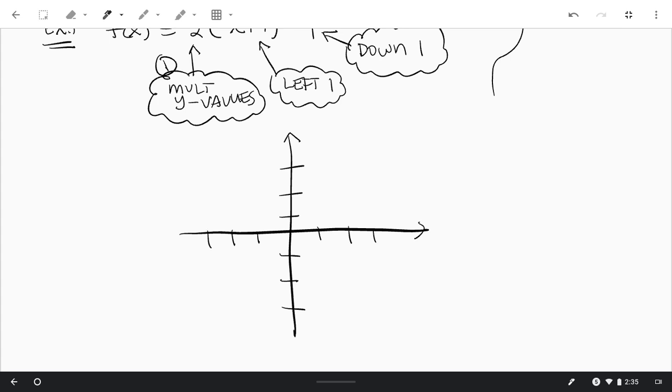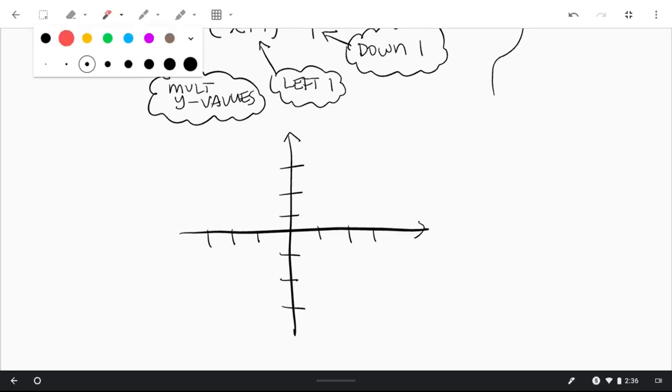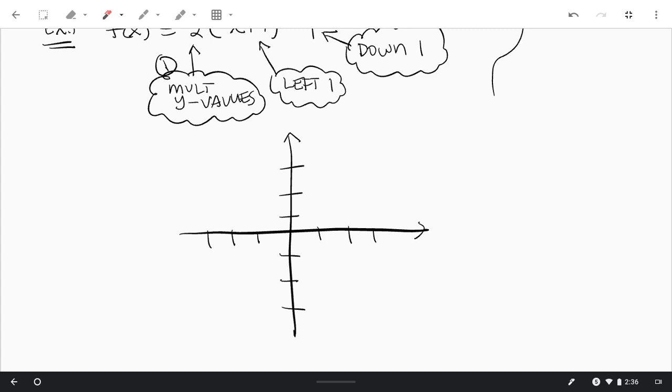Okay, so basic graph of x cubed. Let me get my red pen. Okay, so we have a point at 0, 0, 1, 1, negative 1, 1. And this is sort of what it looks like right now.